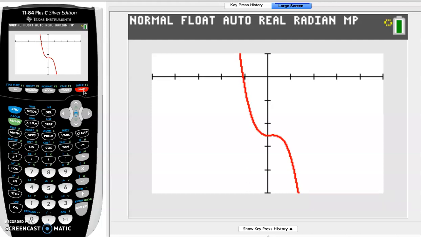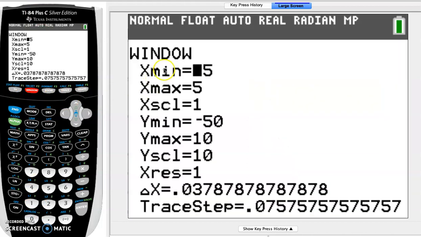There it is. So on your paper, you would draw what you see on your screen, sketch your curve, because you're seeing where it's changing direction in its shape. We'll call those inflection points eventually. And on your paper, you're going to write your window. So it would be negative 5 to 5, and then negative 50 to 10 for the Y values. All right, I would like you to try the second one.